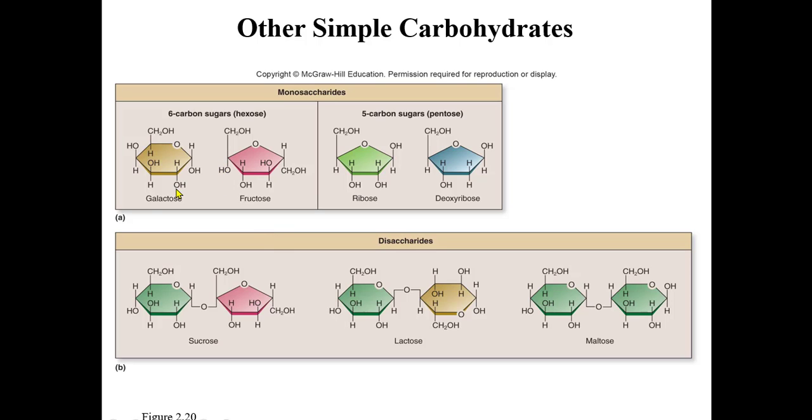So here are examples. There's galactose and fructose. And then we have ribose and deoxyribose when it comes to the DNA. And then we have sucrose, lactose, maltose. These are all sugars. They're all disaccharides, but they're chemically structured differently. So same chemical formula, but they're isomers because they're structurally different.